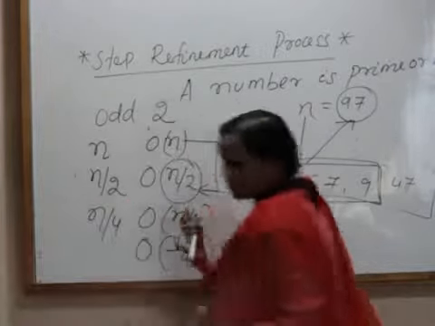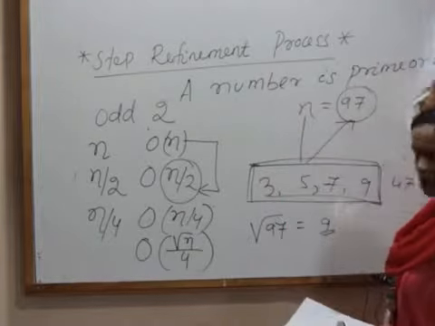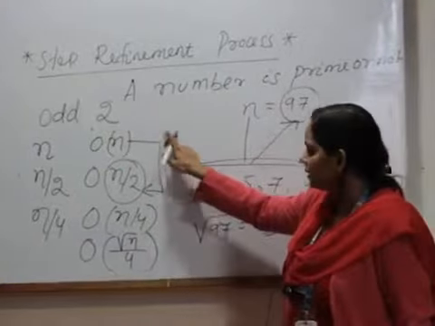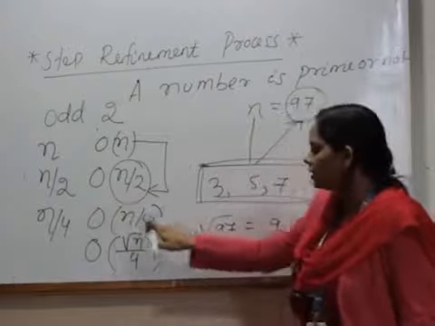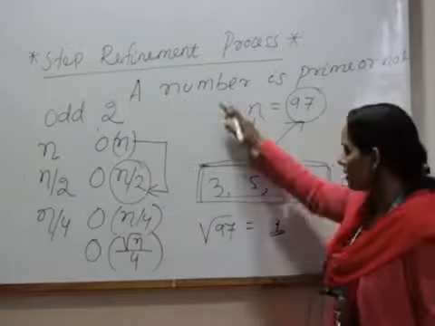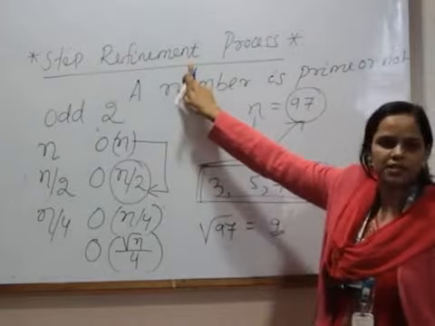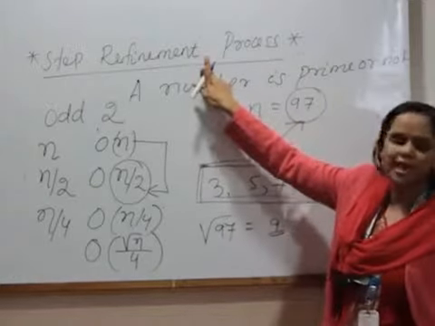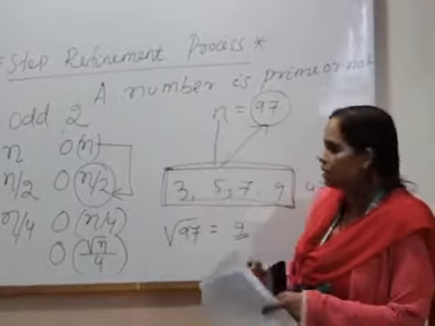So now you can check whether the number is prime or not. First of all we are getting order of n as the time complexity, then order of n by 2, then order of n by 4, then order of root n divided by 4. So like this, the time complexity reduces whenever you are doing the refinement process in a particular algorithm. This refinement process can be used in any pseudocode and algorithm to get the proper implementation.